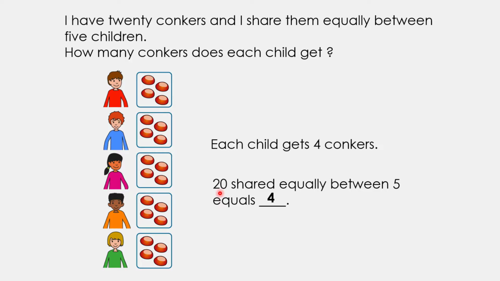Now let's just pause. What does the 20 represent? The 20 represents the whole, all of our conkers. What does the 5 represent? The 5 represents the number of children that we're sharing between, isn't that right? What does the 4 represent? The 4 represents how many conkers each child gets.